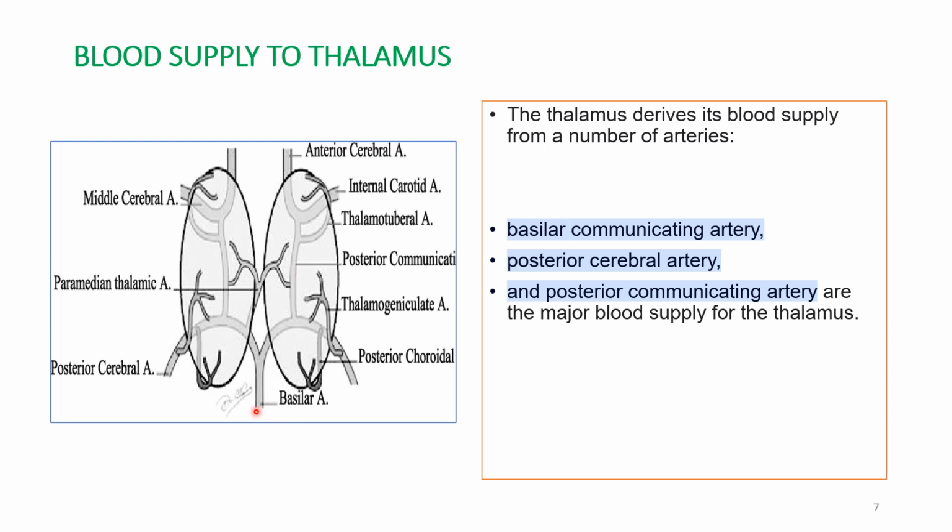So this is the basilar artery, posterior cerebral artery and posterior communicating artery. So these are the three main arteries which supply the thalamus.